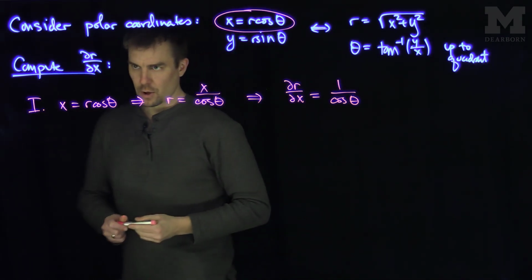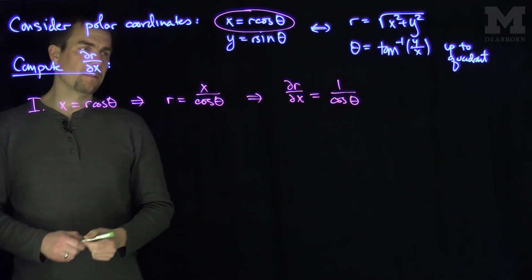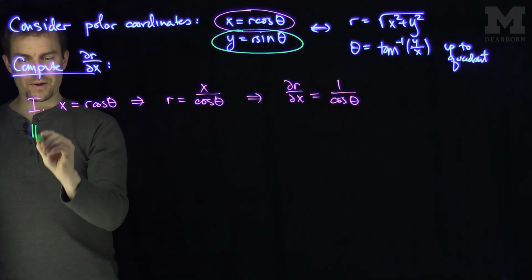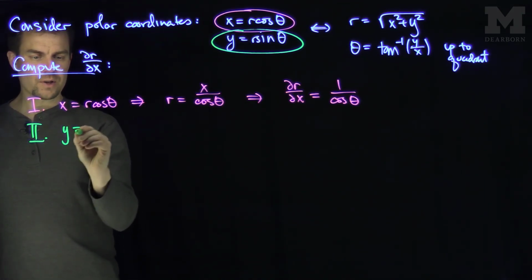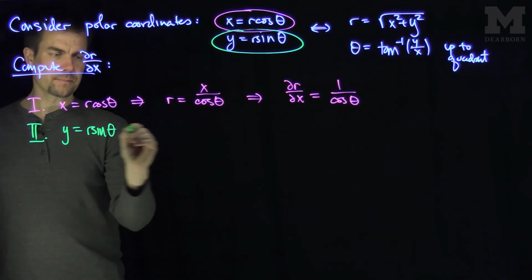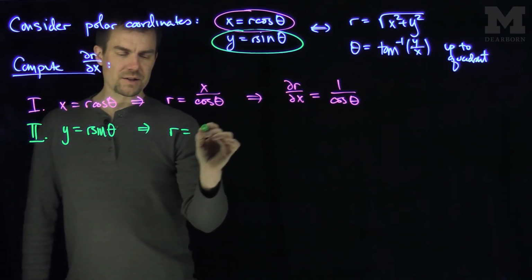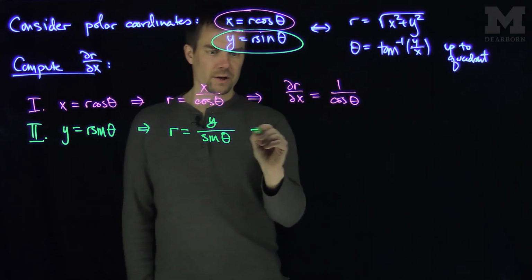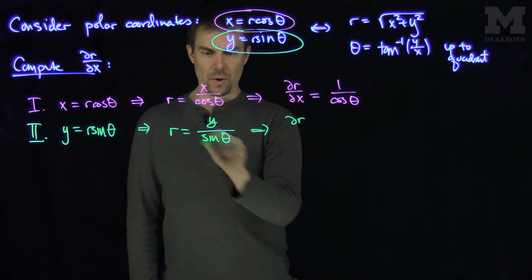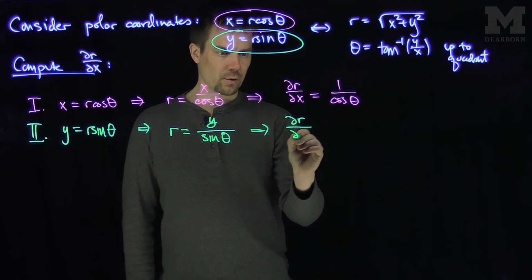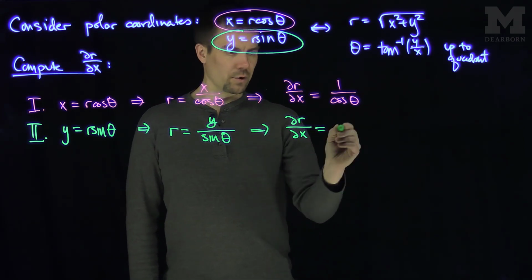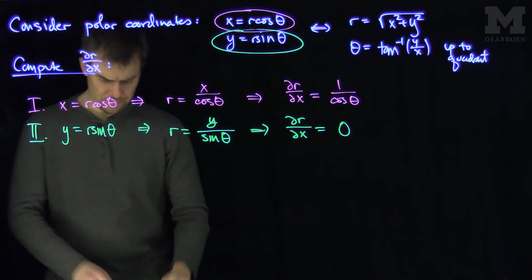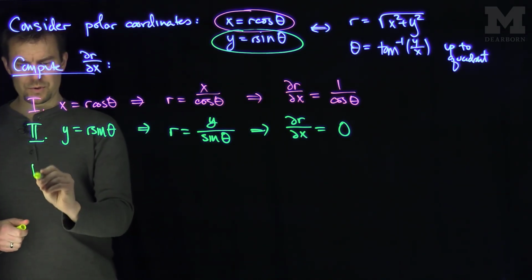That's our first method. What's our second method? Our second method takes the second equation, y is equal to r sine theta. So according to method 2, y is equal to r sine theta, and that tells me that r is equal to y over sine theta, which tells me that dr dx, well, there's no x over here, so dr dx, according to this equation, will be equal to 0. Okay, great. Uh-oh, that seems a little bit weird. And the final method, method 3.